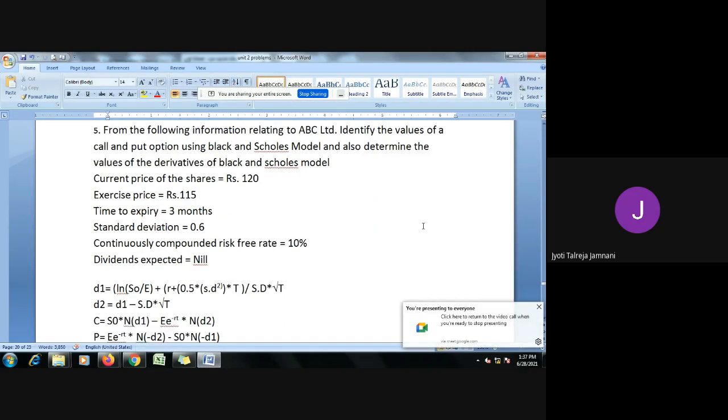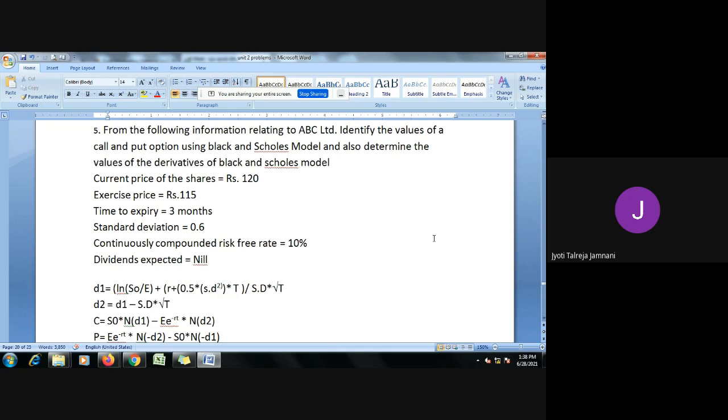So we'll do the fifth sum on Black and Scholes model today. They've asked, from the following information relating to ABC Limited, identify the values of a call and a put option using Black and Scholes model. And they've also asked us to determine the values of the derivatives of Black and Scholes model. Derivatives are nothing but the option Greeks, that is delta, gamma, theta, vega, and rho. So those also they have asked us to find. So let's take the information and start doing it.